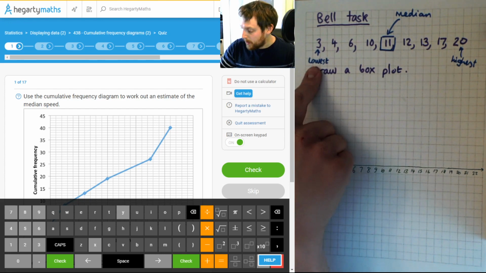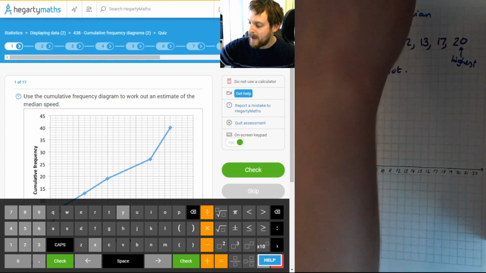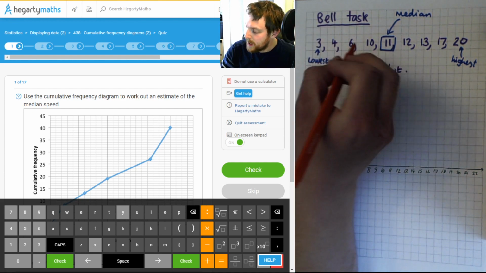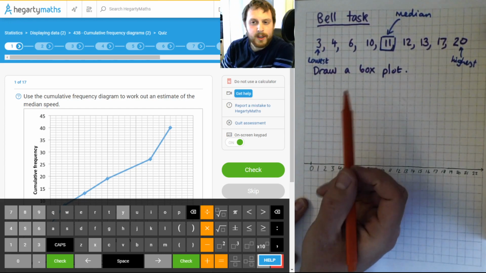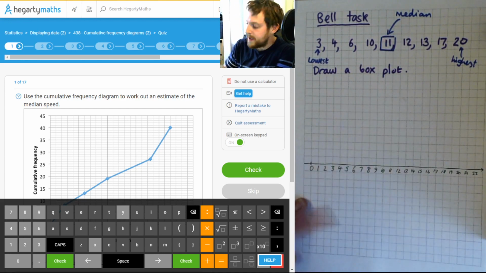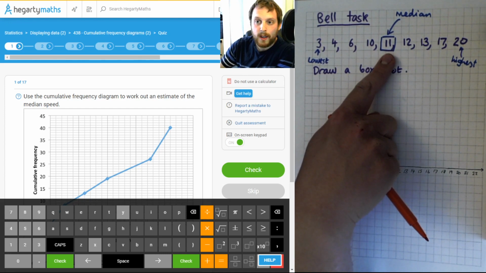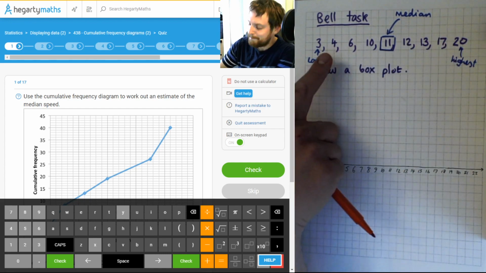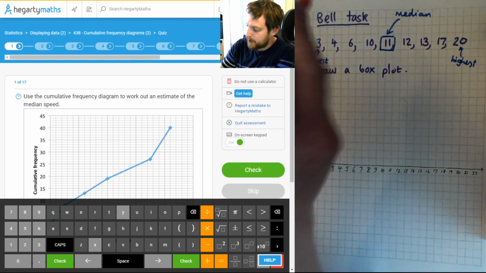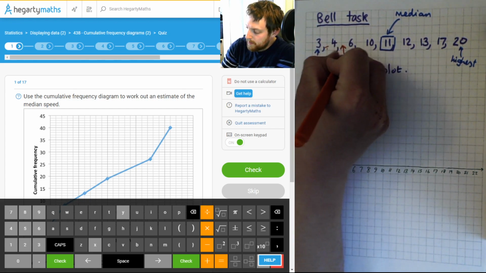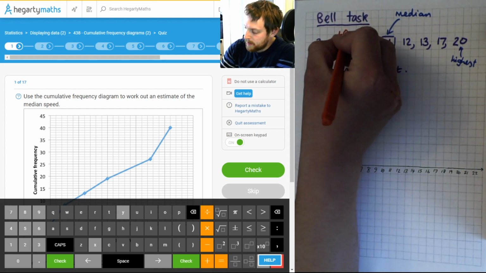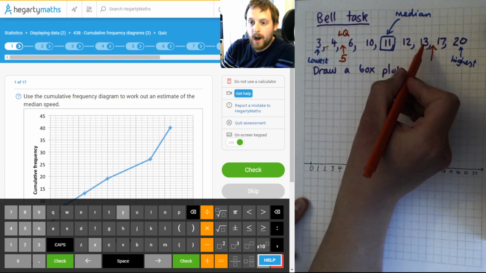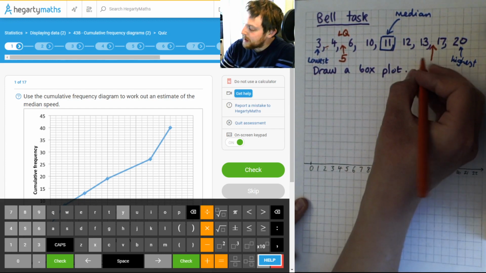So we've got the lowest, we've got the highest, and we work out the median. And then we need our lower quartile and upper quartile as well. So our lower quartile, I would cut the data in half through the median. I wouldn't include this 11. There would be the lower half, which is 4 numbers, and the upper half, which is 4 numbers. And then the median of these 4 numbers would be 5, which would be the lower quartile there, halfway between 4 and 6. And the upper quartile will be halfway between 13 and 17, which is 15.